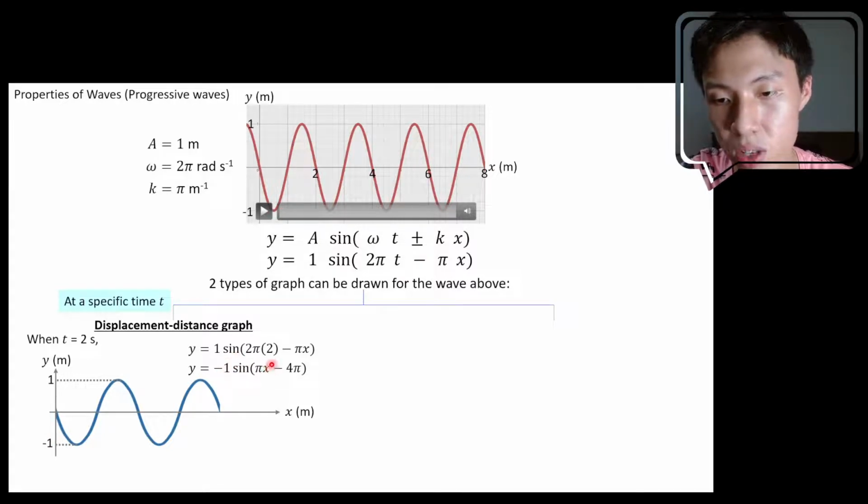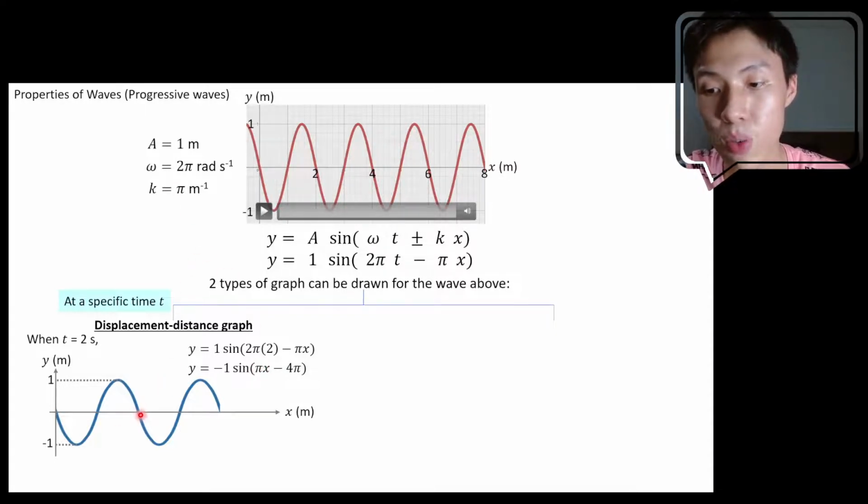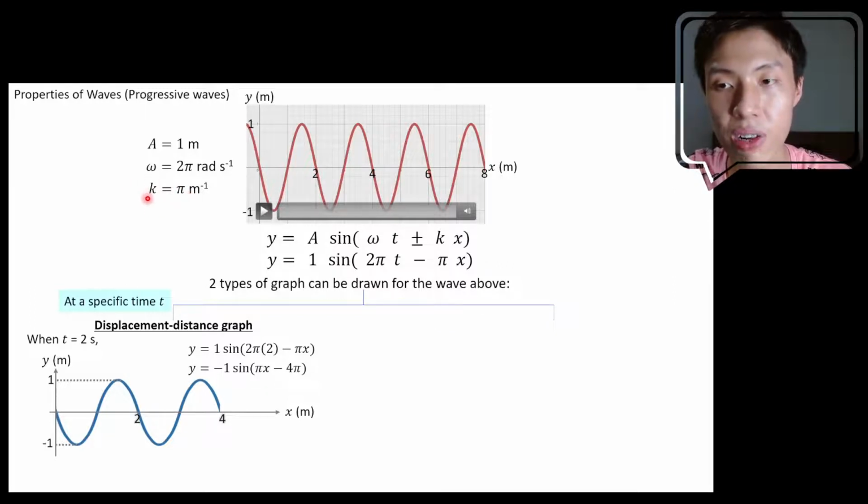Next, you look at x over here. In front of x, this pi here is representing k, because in front of x is always k. So pi here is actually k. If we know this k equals pi, then we can determine the wavelength. And once we can determine the wavelength, we can label the wavelength here. So how do we determine the wavelength? Well, you can just take k equals 2 pi divided by lambda. If you shift around, you can get lambda equals 2. So the wavelength over here on x is equal to 2. So you can label here 2, label here 4.